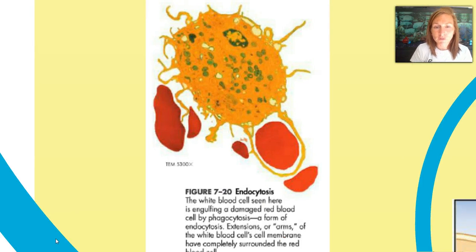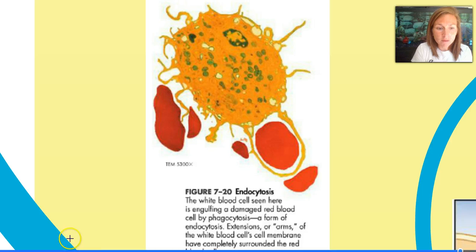Now here's a pretty cool picture from your book. It's showing you with the transmission electron microscope a white blood cell engulfing a damaged red blood cell. And this is a picture of phagocytosis because you can see the arms of the cell membrane reaching out and wrapping itself around that red cell in order to take it in and basically destroy it and get rid of it, because the cell doesn't want it anymore if it's not a functioning cell. So pretty neat looking picture.